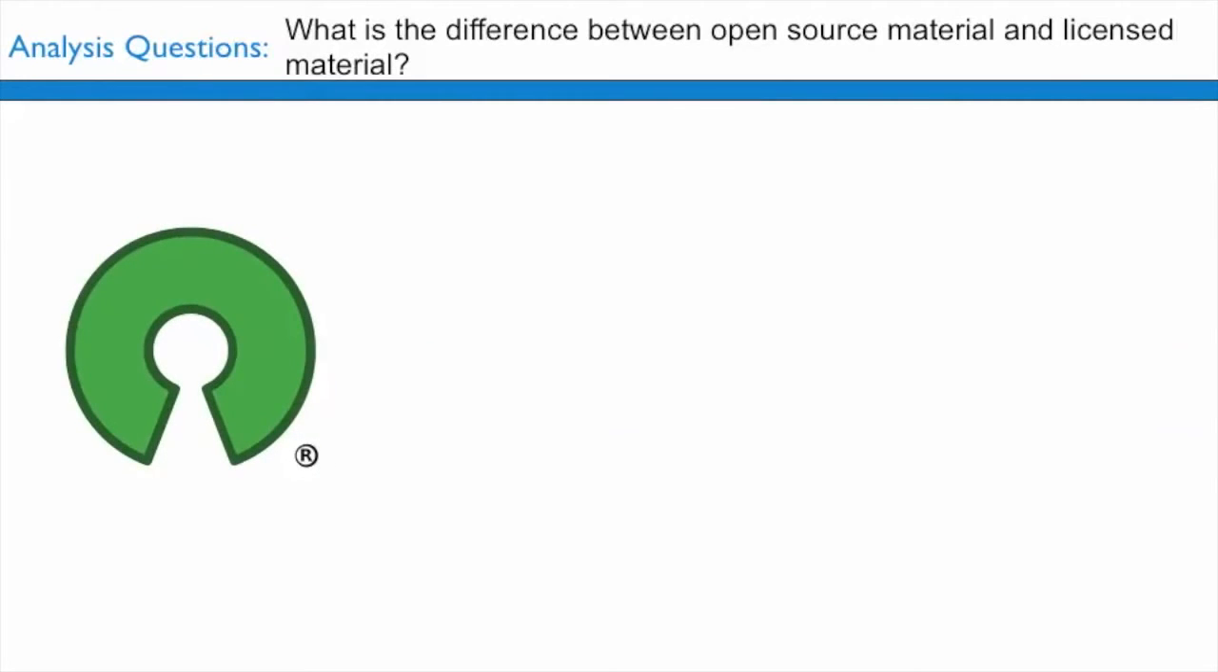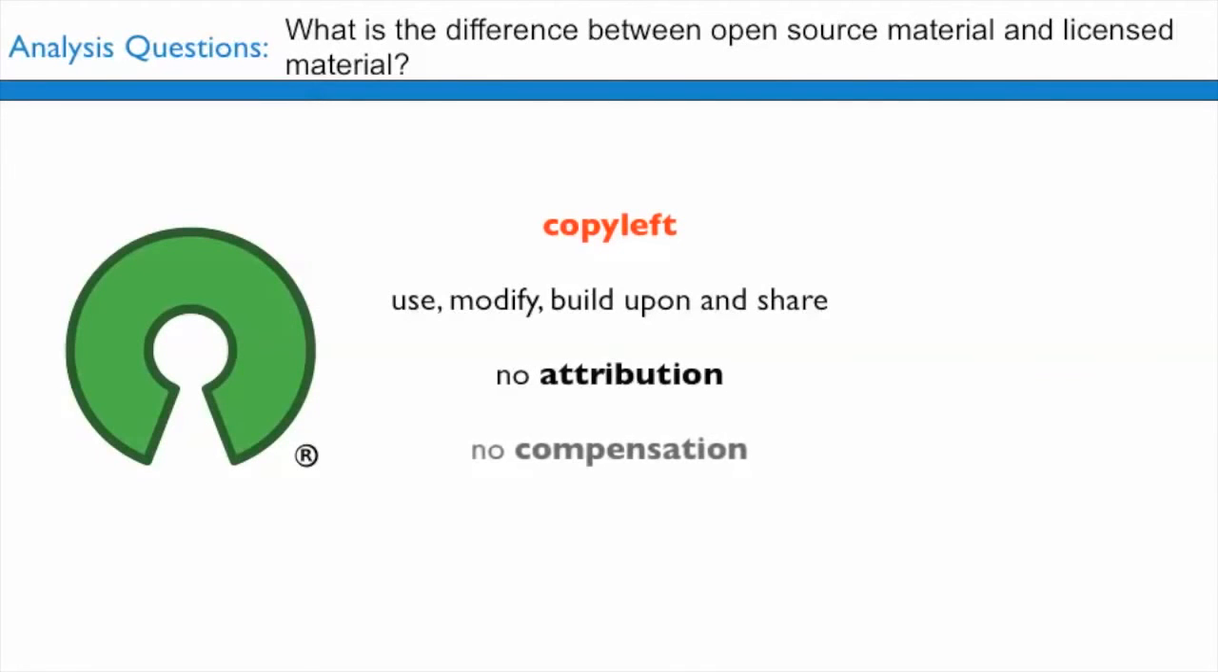When we're looking at the difference between open source material and licensed material, the first thing we can look at is what is open source material. Open source material is actually referred to as copyleft, which means that it involves free and open source licensing of creative work. This means that the creator of the work has opened up the copyright so that any user can modify it, build it, change it, copy it, and they do not require attribution or compensation for their work.